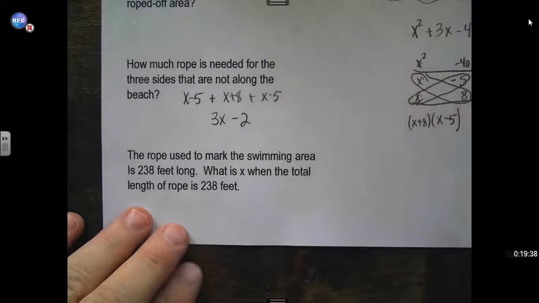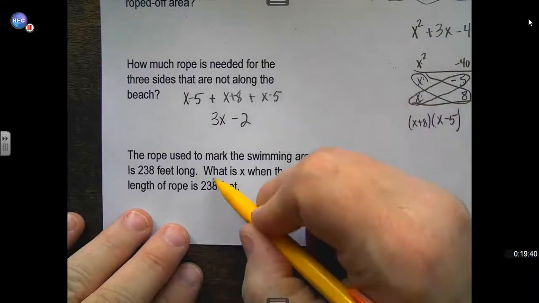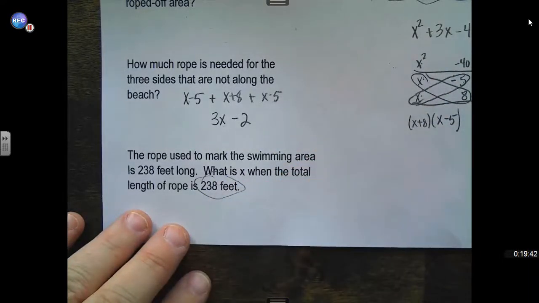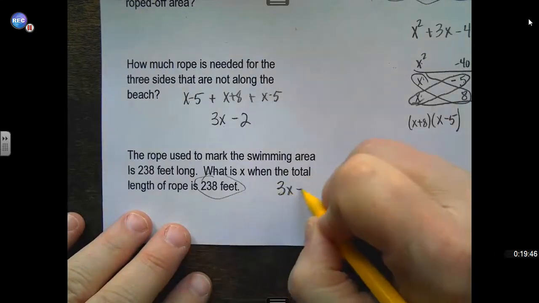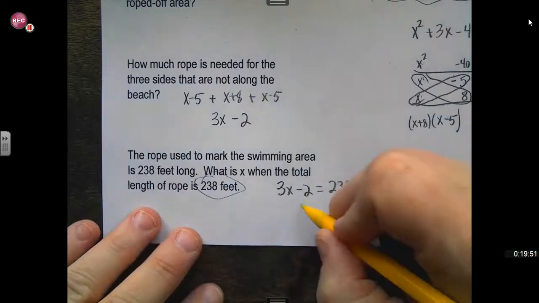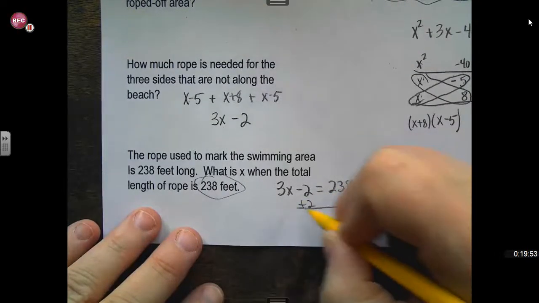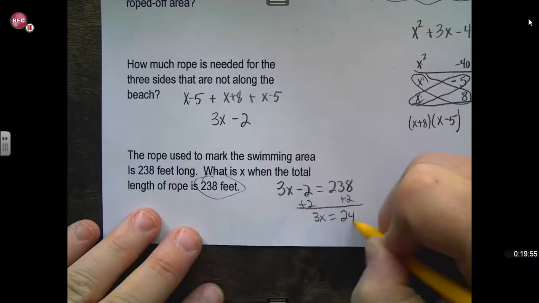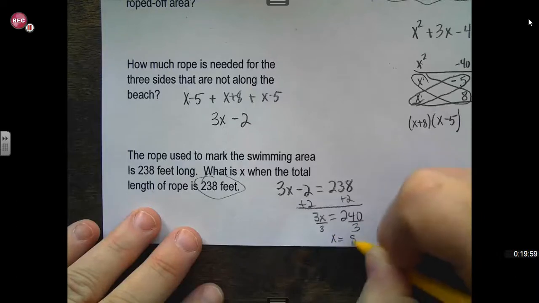And then they go ahead and say, well, here's how much rope we have. So what can the dimensions of the swimming area be? Well, the perimeter then is 238. I would add 2 to both sides to solve this. 3x equals 240. Divide both sides by 3, and x is 80.